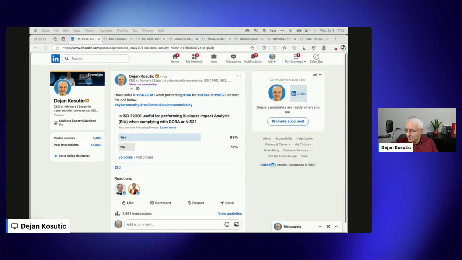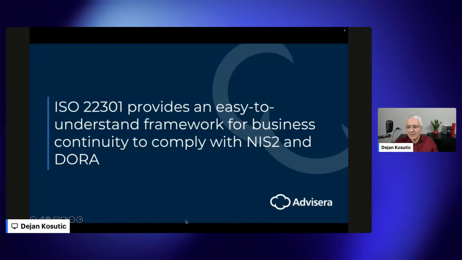And the poll question was, is ISO 22301 useful when performing a business impact analysis when complying with DORA and NIS2? And as you can see, 83% of the replies say yes. So obviously, there is an overall understanding that ISO 22301 can be a very good tool to do these things.